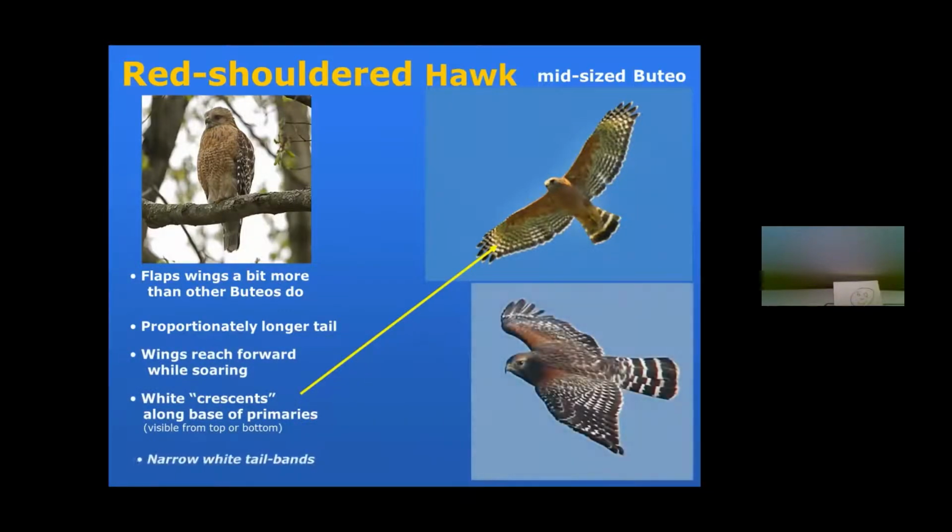It flaps its wings a little bit more, but you have to be at a hawk watch site maybe to see that more. It has a little bit longer tail in proportion than a red-tailed.